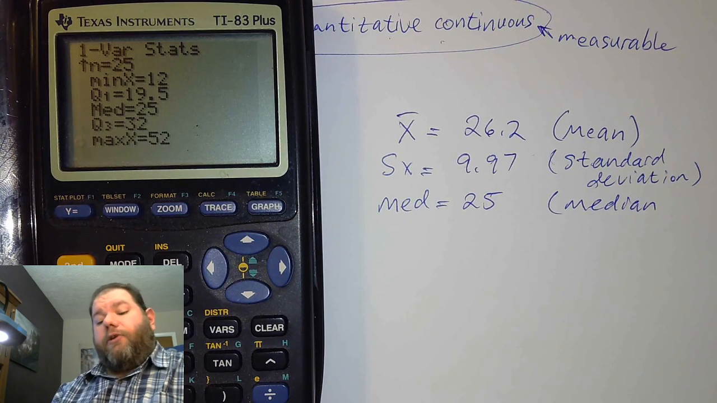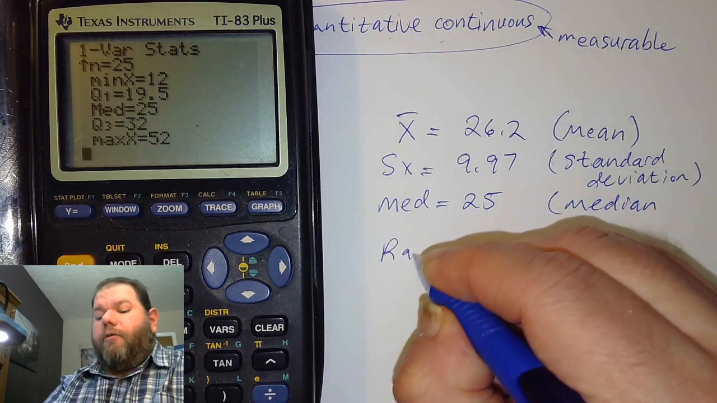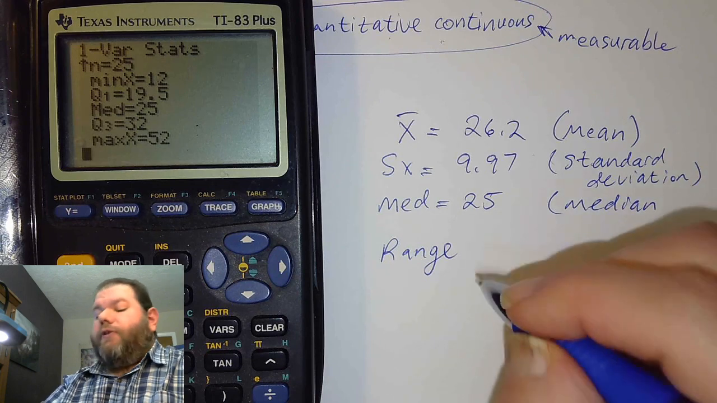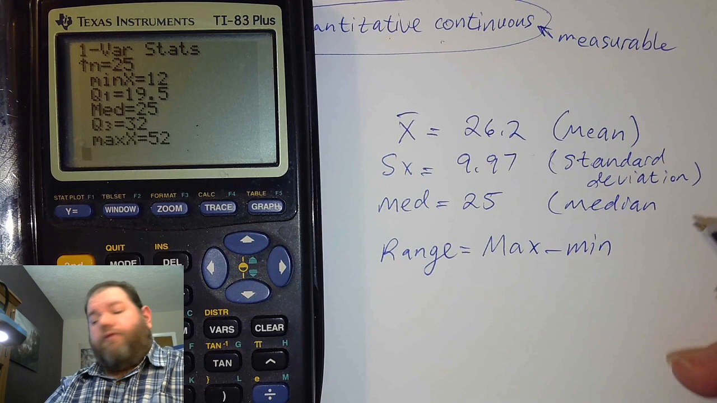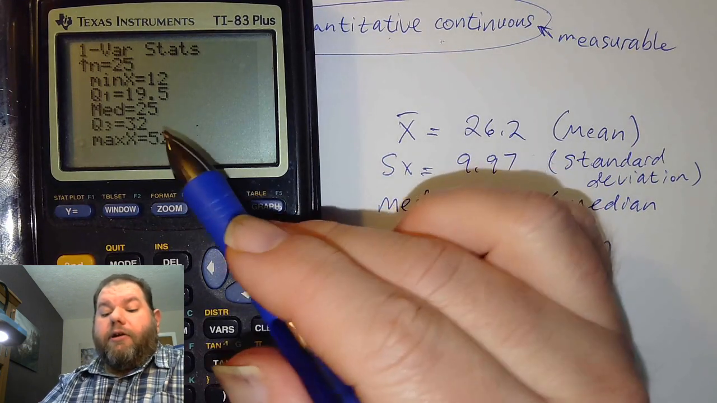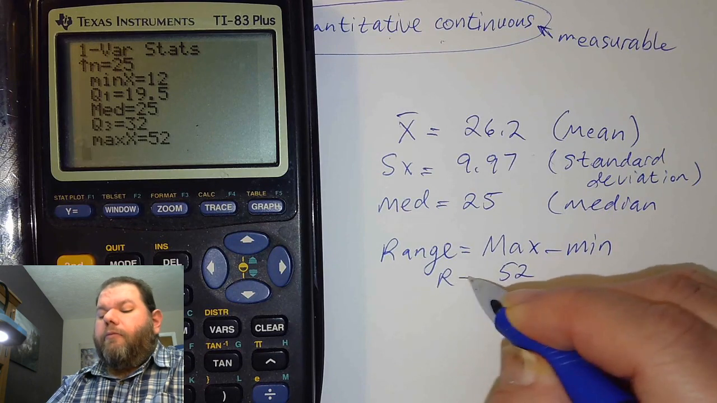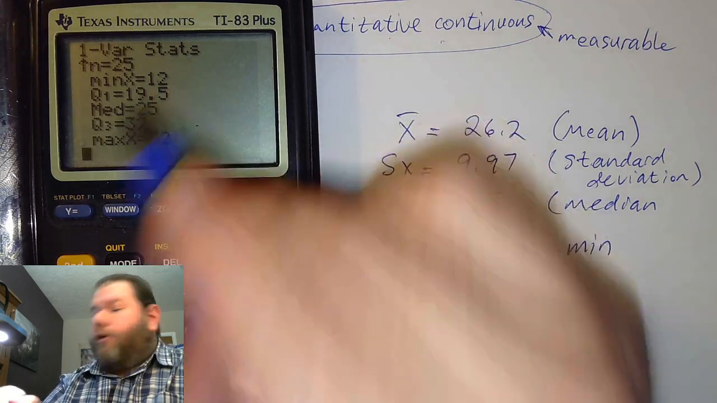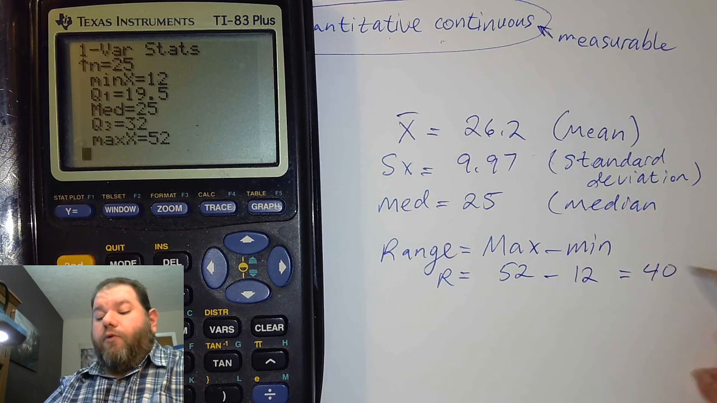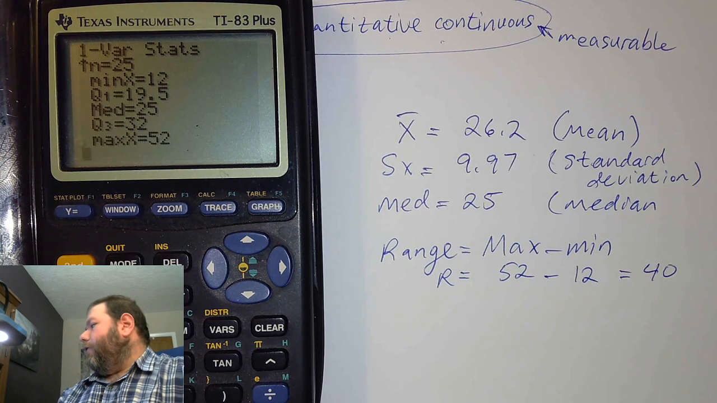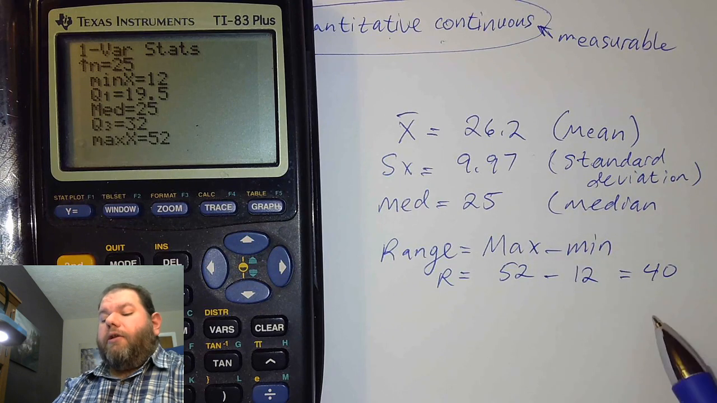And the last thing that we need is our range. Now our range is not given on the calculator, but we know range is equal to the maximum minus the minimum value. That's on our formula sheet. And we can see here our maximum is 52. Our minimum is 12. And so we have a range of 40. Okay. So we have our mean, we have our standard deviation, we have our median, and our range.